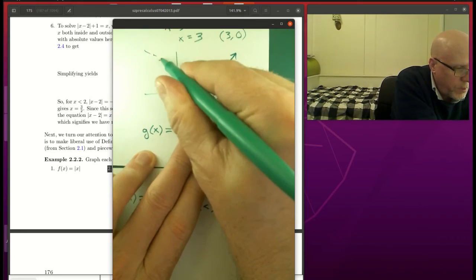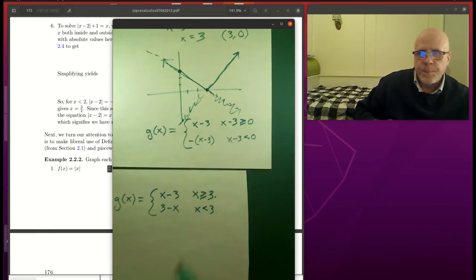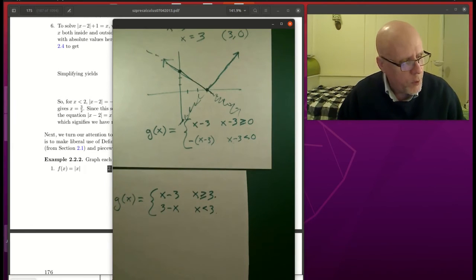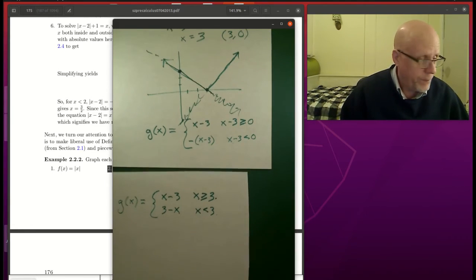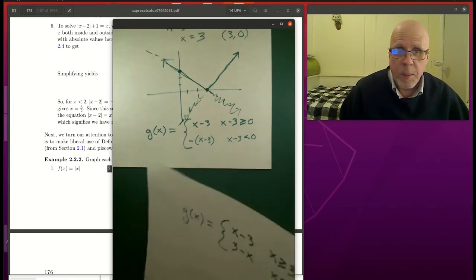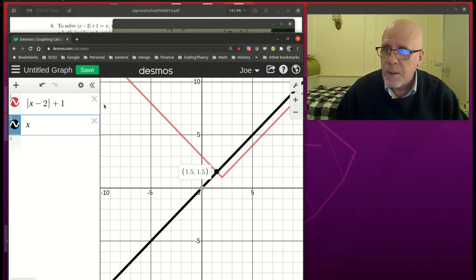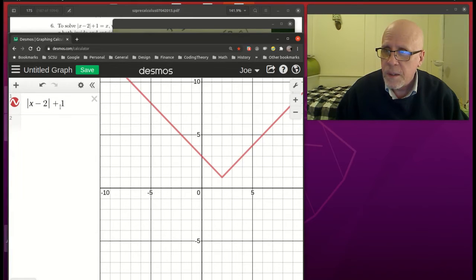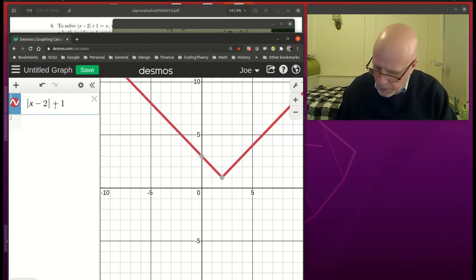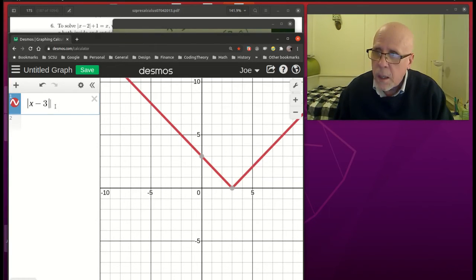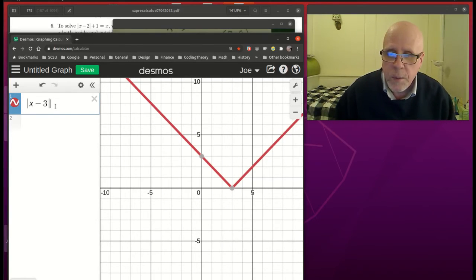So do you see how we got the V-shaped graph out of all that? That's a fine way to work your way through to getting the graph of a thing. And I mean, an even better way probably is to turn to some technology. Let's do that quickly. Absolute value of x minus 3. We don't need that plus 1 on there. There it is. y equals absolute value of x minus 3.